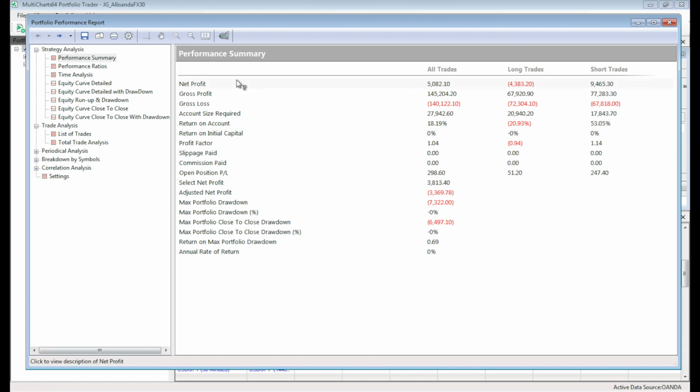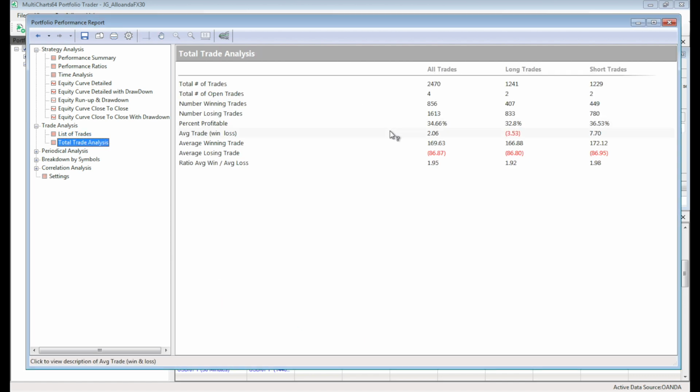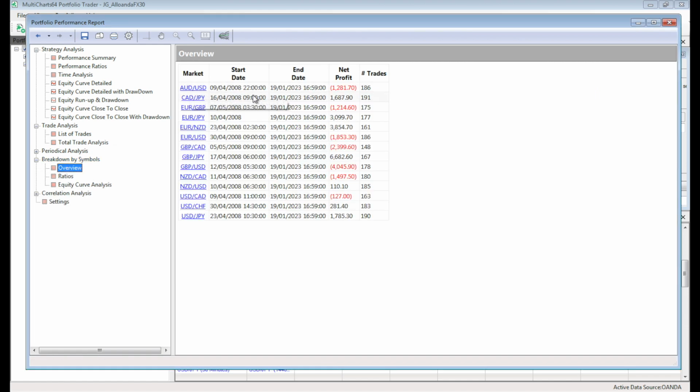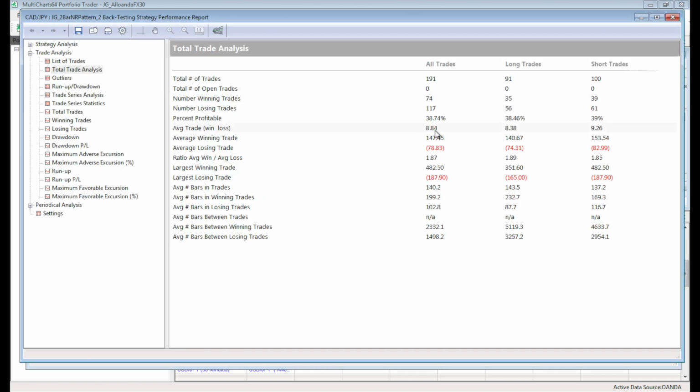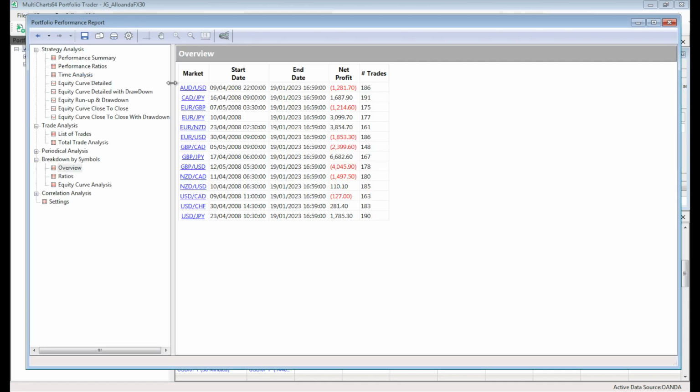Now this is the portfolio performance using all the 14 pairs. It's profitable. Equity curve is similar to before. But the average trade is higher, but still not high enough to consider trading all of those pairs in a portfolio. Let's look at them individually. Looking at the profitable ones, Canadian dollar, Japanese yen, average trade of 8.8 pips. Equity curve is not very good.